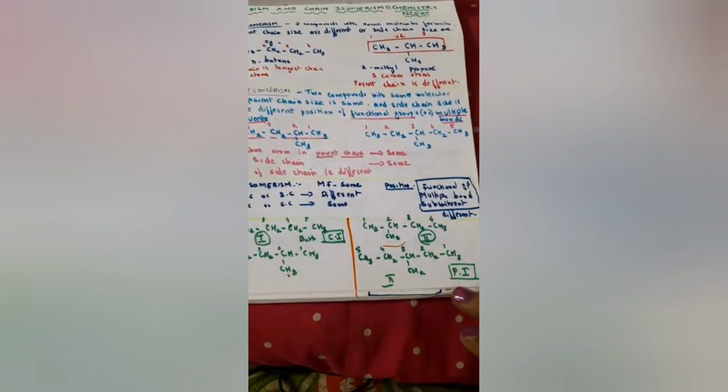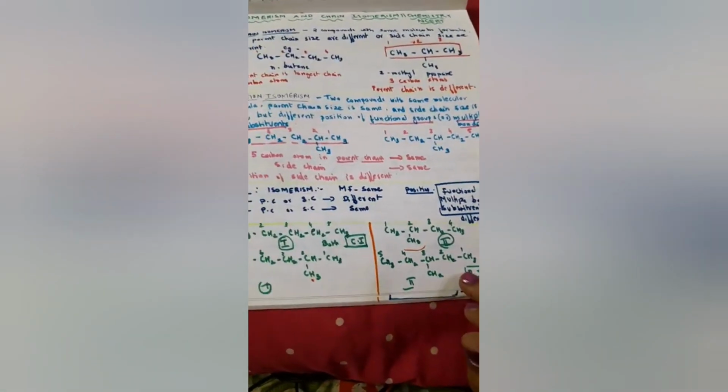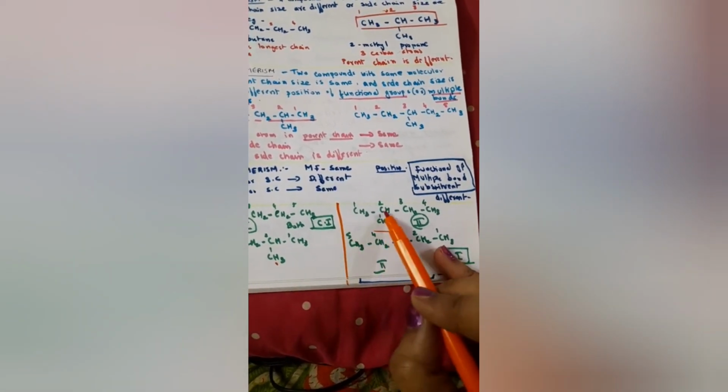So from this example you can understand that this is an example for chain isomerism and this is an example for position isomerism, that is, the functional group position is different. In this case the side chain is attached at position 3, here it is at 2. So this is called position isomerism. Now we will see 1 or 2 more examples.